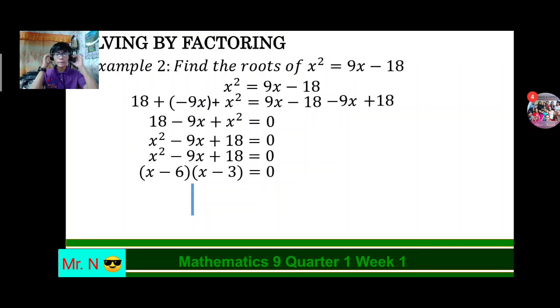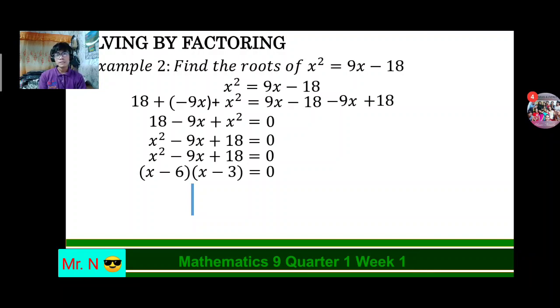So, double check natin kung tama, no? Using the FOIL method, kailangan ang lalabas na sagot ay x squared minus 9x plus 18. FOIL method, x times x, x squared. And then, outer, x times negative 3, negative 3x. Inner, negative 6 times x is negative 6x. O, simplify agad natin. Negative 3x minus 6x. Then, the answer is negative 9x. And then, last terms, negative 6 times negative 3 is positive 18. Okay, tama tayo. And now, we're done with step number 2. We're done factoring.